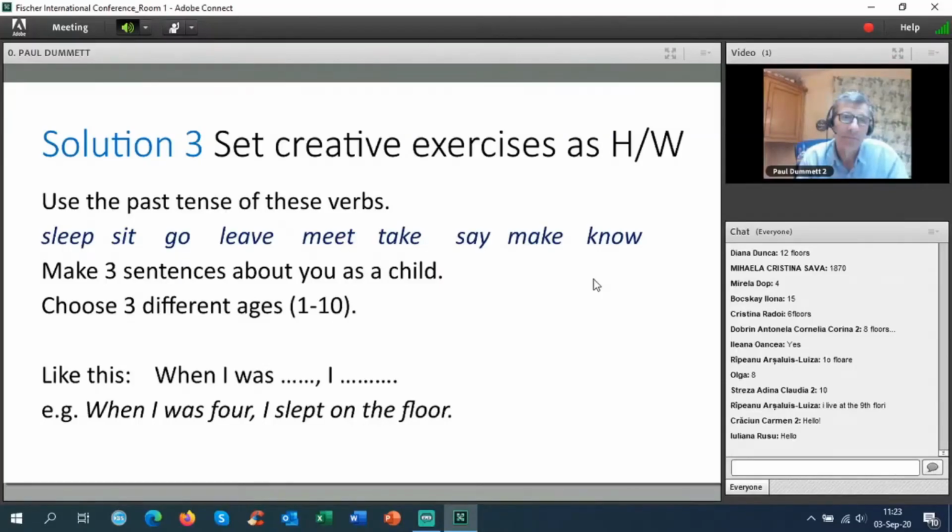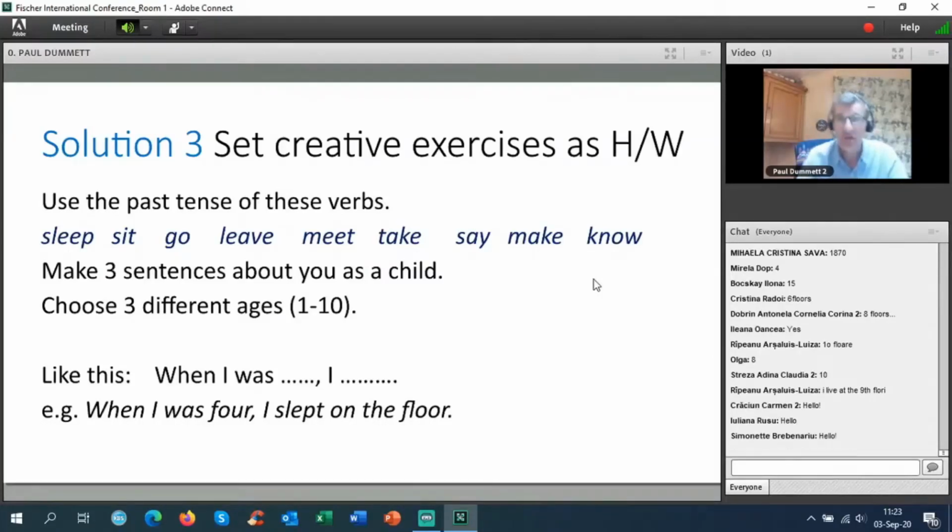As a way of confirming comprehension, they've got some exercises to do in their workbook or whatever, but just give them something a little bit more creative to do. For example, I want you to make and memorize 3 sentences about yourself as a child. So they choose 3 different ages, and they make a sentence with this pattern.